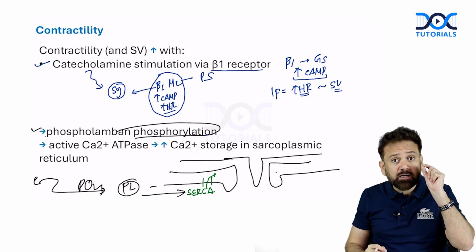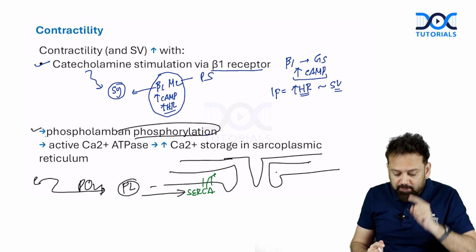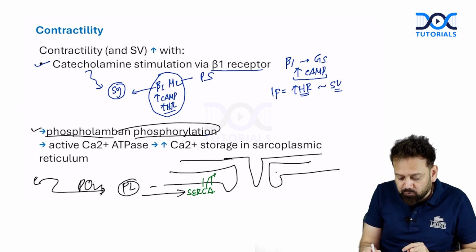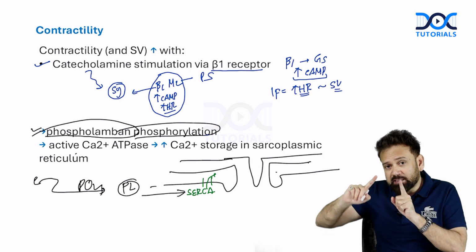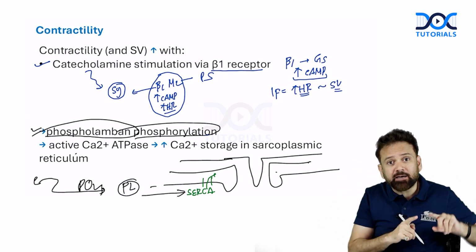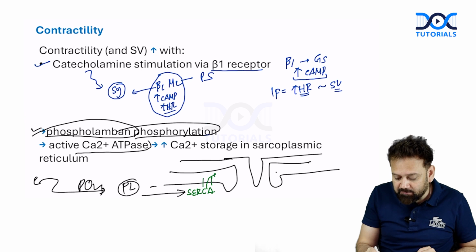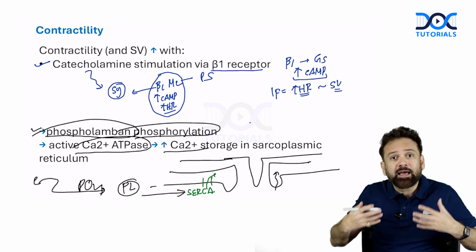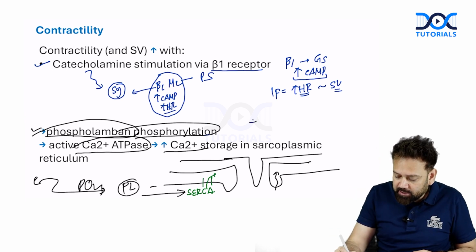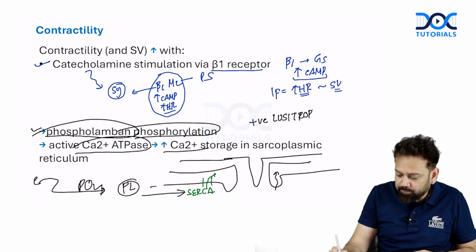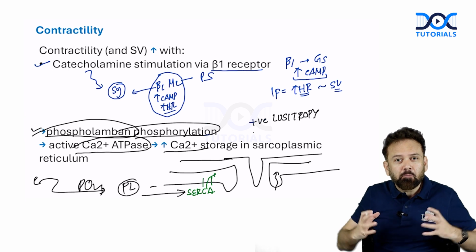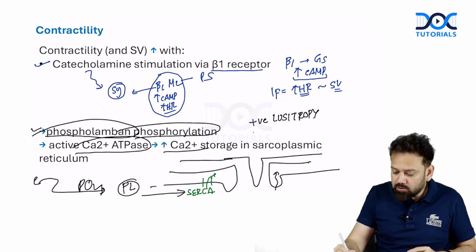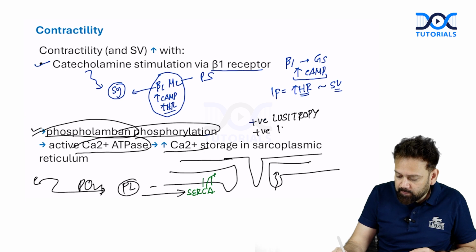But when there are catecholamines, norepinephrine, what will they cause? Phosphorylation of phospholamban. And phospholamban was usually inhibiting, now this inhibition will be inhibited. So calcium ATPase in the SERCA will be active. It will cause more calcium storage in the sarcoplasmic reticulum. So more relaxation, and more relaxation is called positive lusitropy. And when there is more calcium storage, more force of contraction, so it will cause positive inotropy. That is contractility.